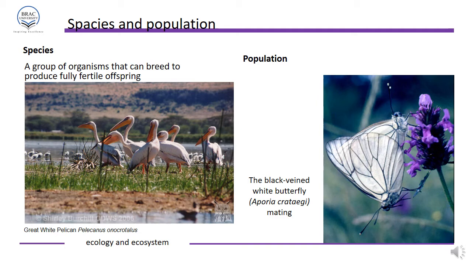So in the usual case, all the similar groups of organisms that can produce fertile offspring, we can call them a specific species.